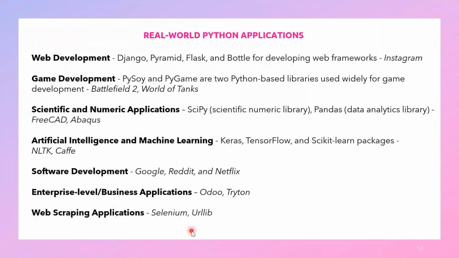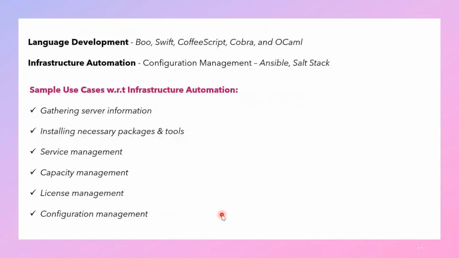Have you heard about Selenium, right? It's a testing tool, a powerful testing tool in web applications and all. So web scraping tools actually, yeah, it's based on Python only. Language development: using Python itself, there are some languages available. Infrastructure automation: the CM, the configuration management tools, are based on Python only. So we can do a lot of things with Python for automation. So these were just highlighted sample use cases.